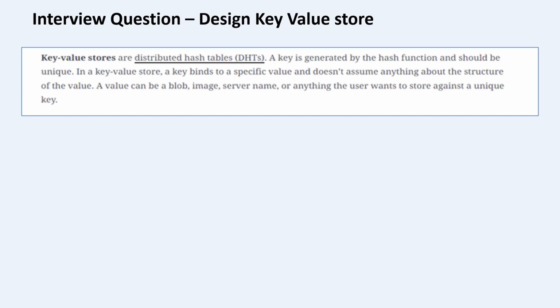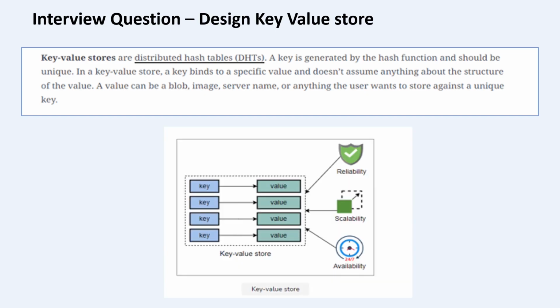So to design the key value store, you have to make sure of three things, right? The reliability, scalability, and availability. Because we are trying to design an application which is going to cater to millions of users. So we have to think about these three terms in a very serious manner, right? So let's see how you respond to this question. How do you start, right?